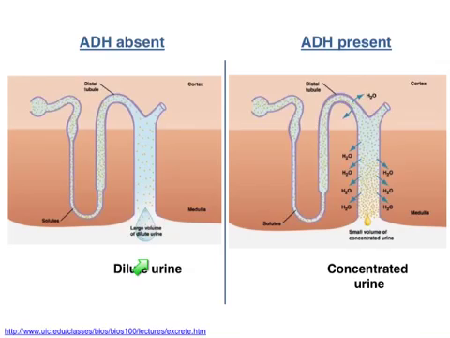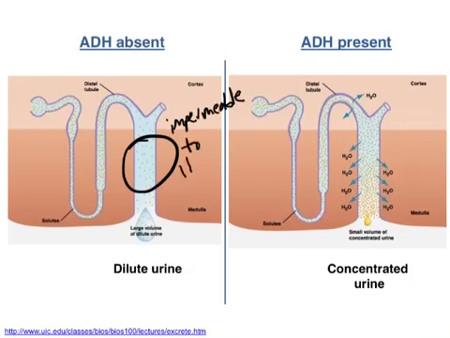And you have this large volume of dilute urine because the filtrate is getting diluted, and the collecting ducts, in the absence of antidiuretic hormone, the collecting ducts are impermeable to water. Water can't leave the collecting duct.